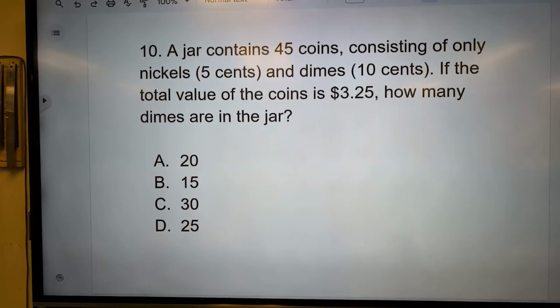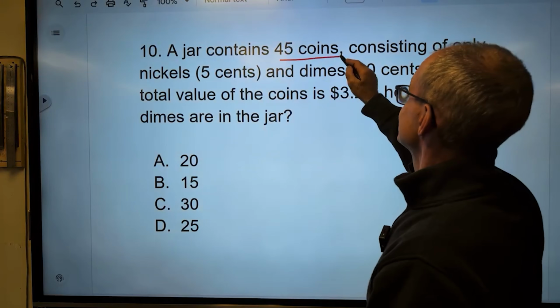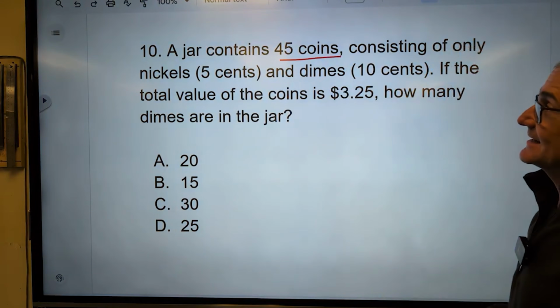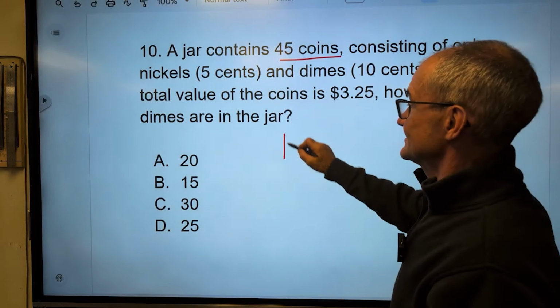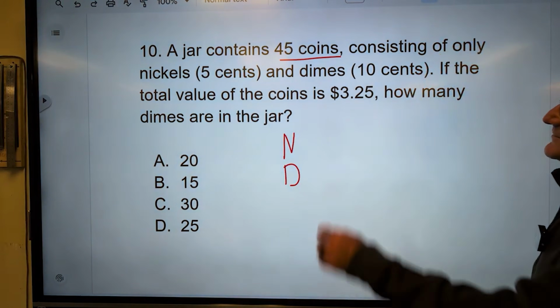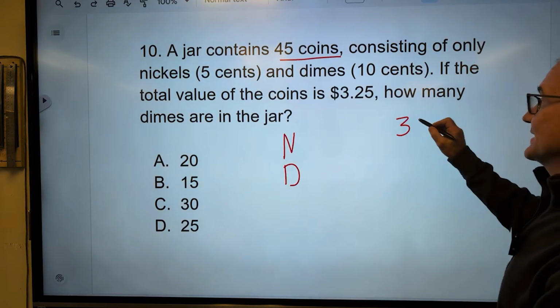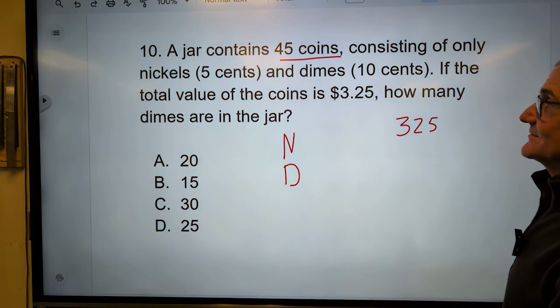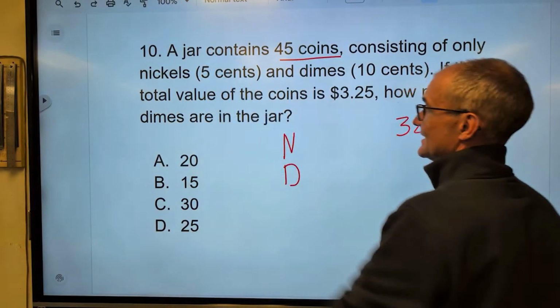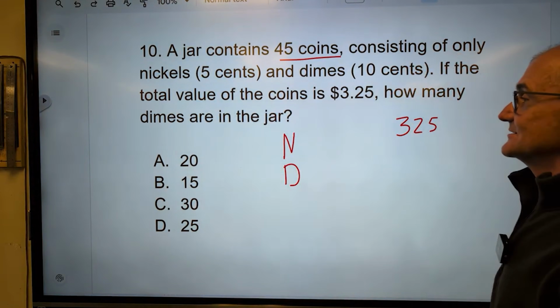Okay, last step, problem number 10. Pause the video, give it a try. A jar contains 45 total coins consisting of dimes and nickels. So I got nickels and dimes. If the value of the coins is $3.25, let's do everything in pennies, 325 cents, because we're calling nickel 5 cents, not 0.05 of a dollar. How many dimes are in the jar?